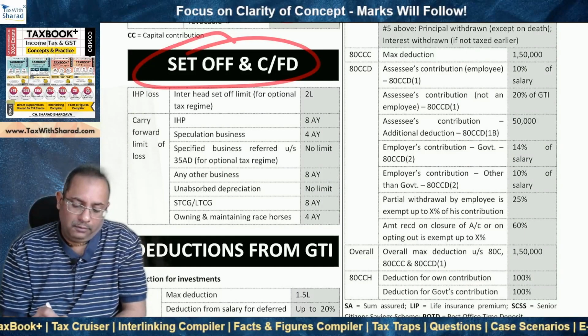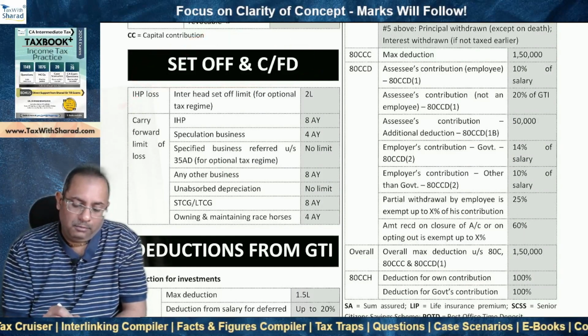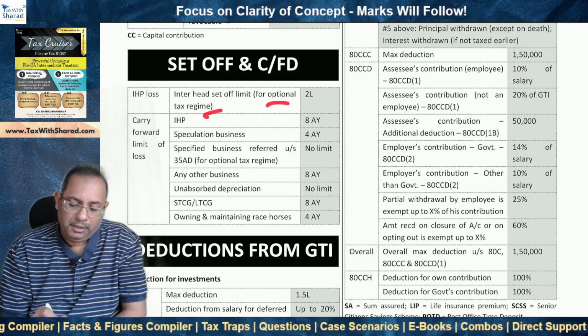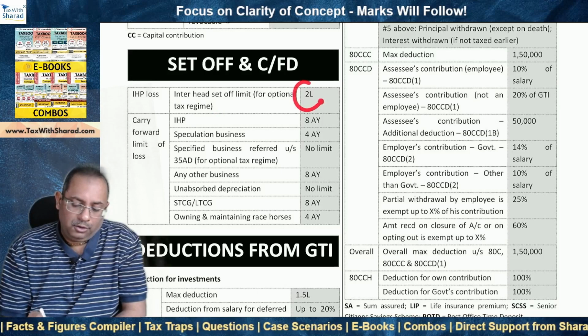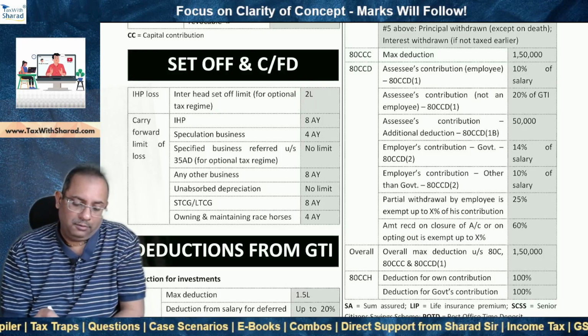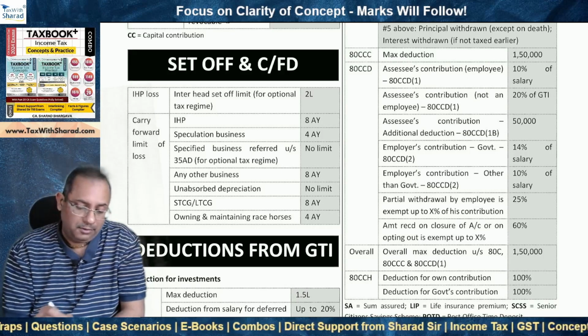Set off and carry forward of losses. Loss under the head income from house property: inter-head set-off limit for the optional tax regime is 2 lakh. This is the limit. For the default tax regime, it is not relevant because inter-head set-off of IHP loss is not allowed under the default tax regime.